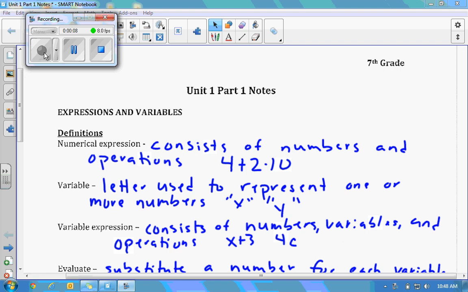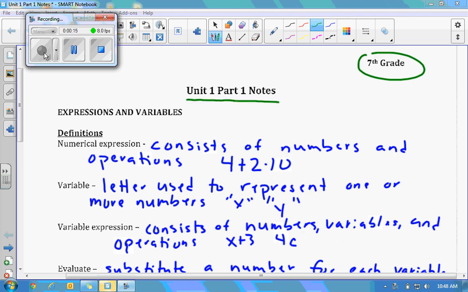A couple reminders. Make sure that you have notes with 7th grade in the top right corner, and make sure you have the Unit 1, Part 1 notes out in front of you. All right, let's go ahead and get started.